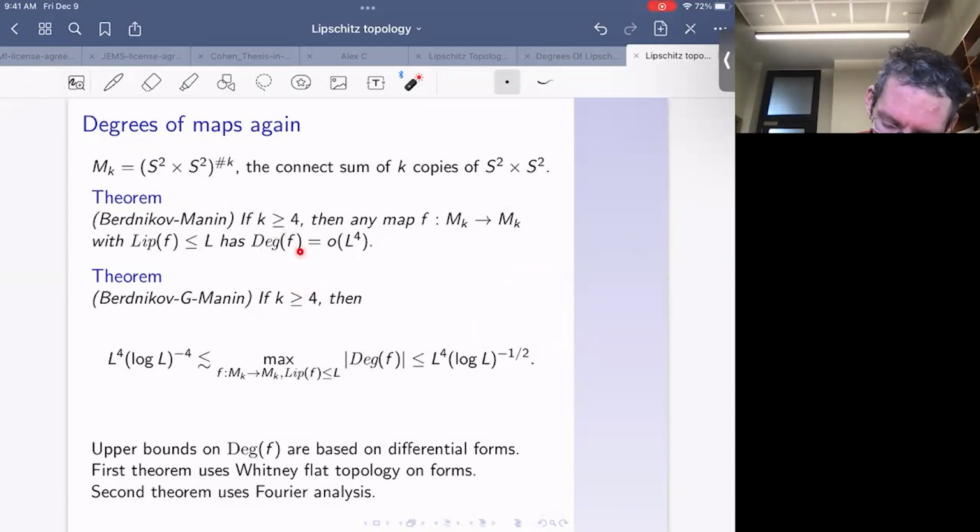So now we're talking about how to prove these upper bounds. All of the upper bounds are based on differential forms that represent the minimal model, as Misha mentioned earlier. And this proof uses the Whitney flat topology on forms and some limits of forms in the Whitney flat topology. And this one uses Fourier analysis, which ends up being a little more quantitative than the limiting argument.